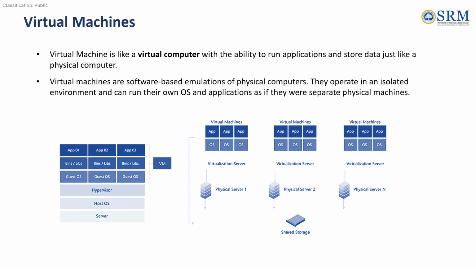Each virtual machine works in an isolated environment, meaning one virtual machine does not directly interfere with another virtual machine running on the same hardware. This allows multiple operating systems and applications to run simultaneously on a single physical server in a secure and efficient manner. You can think of a virtual machine like a separate workspace inside a large office building.